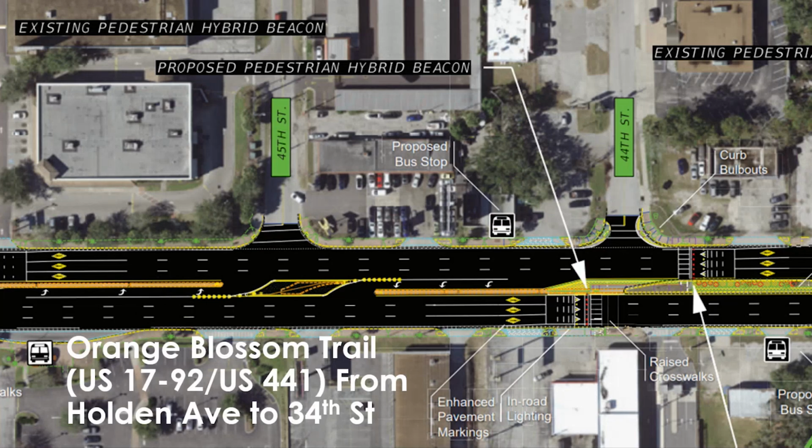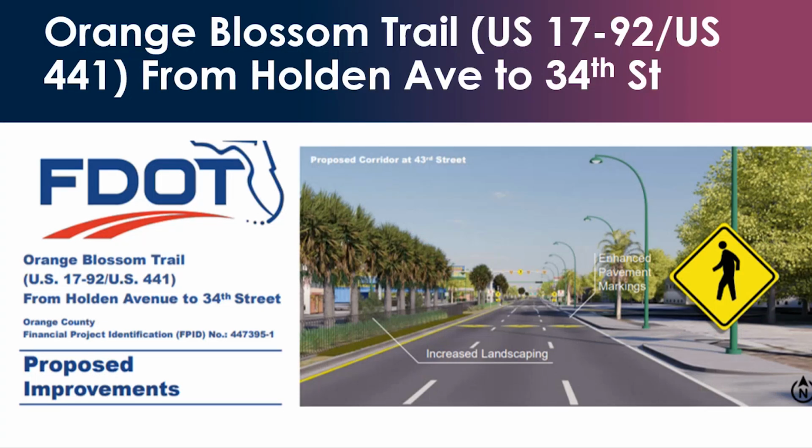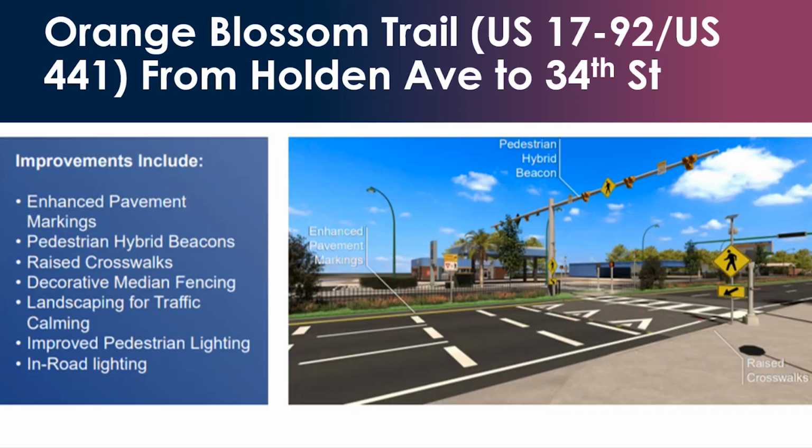So what we have, this is the proposed layout. It's a 6-lane facility. We're going to be adding enhanced pavement markings, raised crosswalks, PHBs, increased landscaping. I believe there's pedestrian fencing as well. And then improved pedestrian lighting. And there's also in-roadway lighting with the project as well. I think you're using the in-roadway flashing RPMs when you're looking at the raised crosswalks.